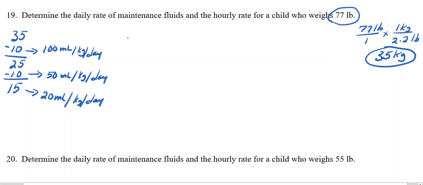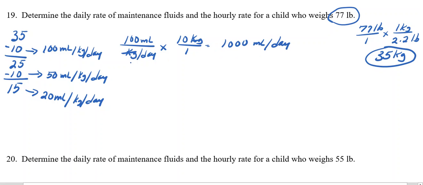So I'm going to start up here. The 100 milliliters per kilogram per day times 10 kilograms, because that's the first 10. Kilograms cancel. I get 1,000 milliliters per day. And then I've got the 50 milliliters per kilogram per day times my next 10 kilograms. And I get 500 milliliters per day.